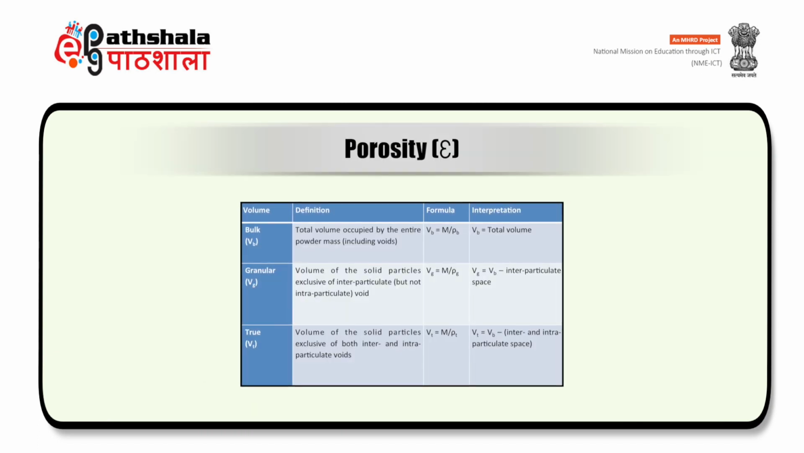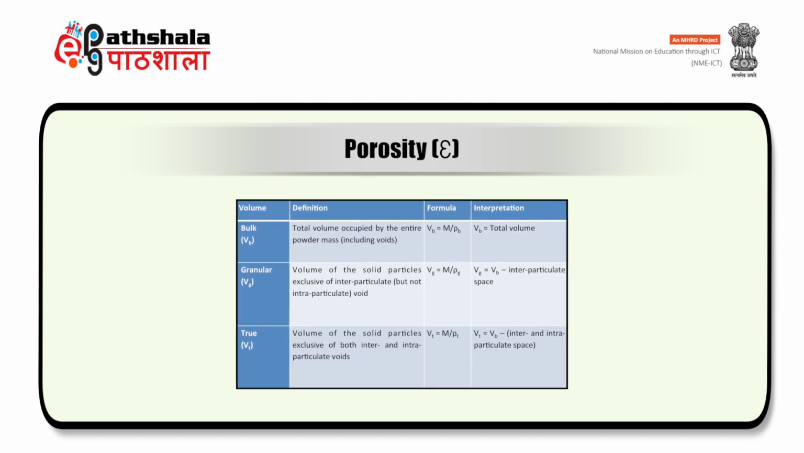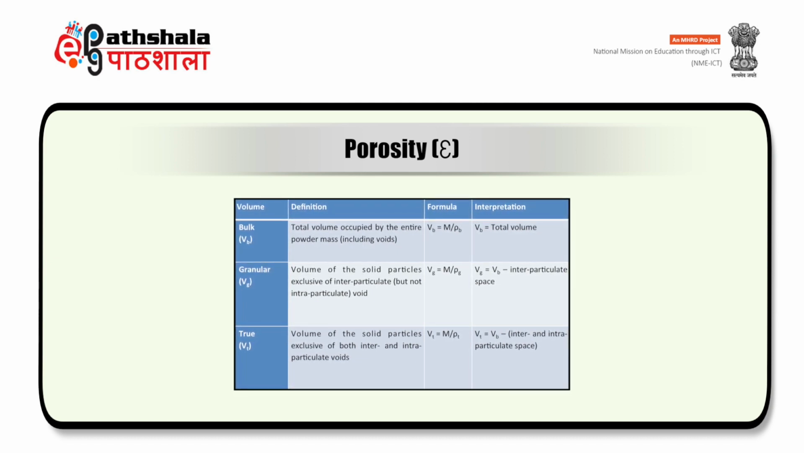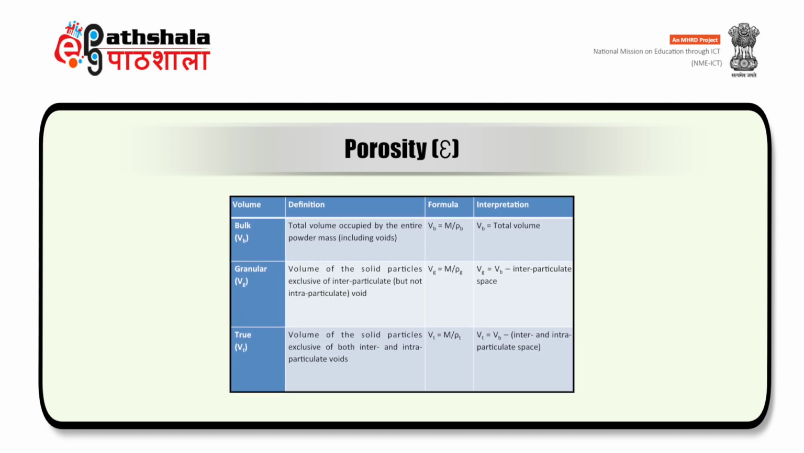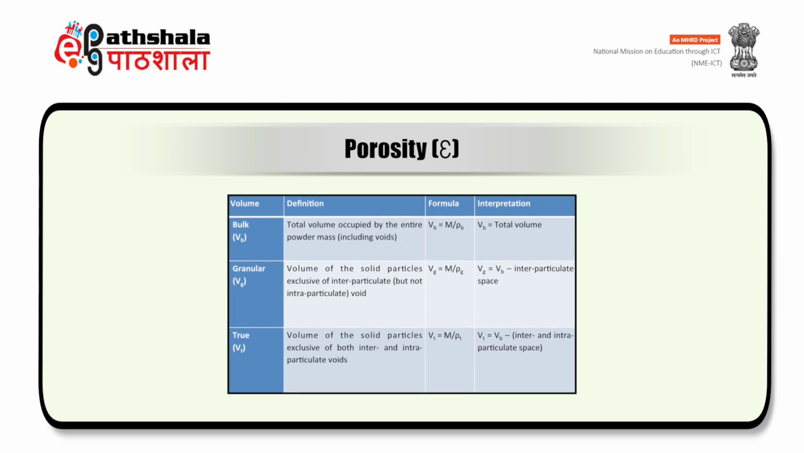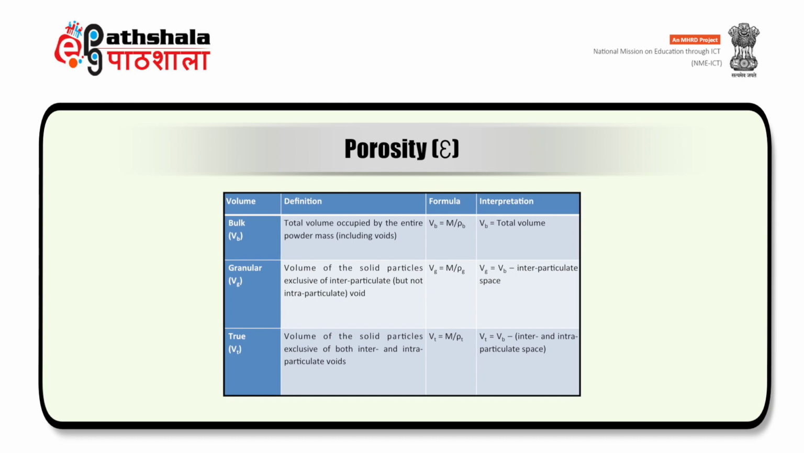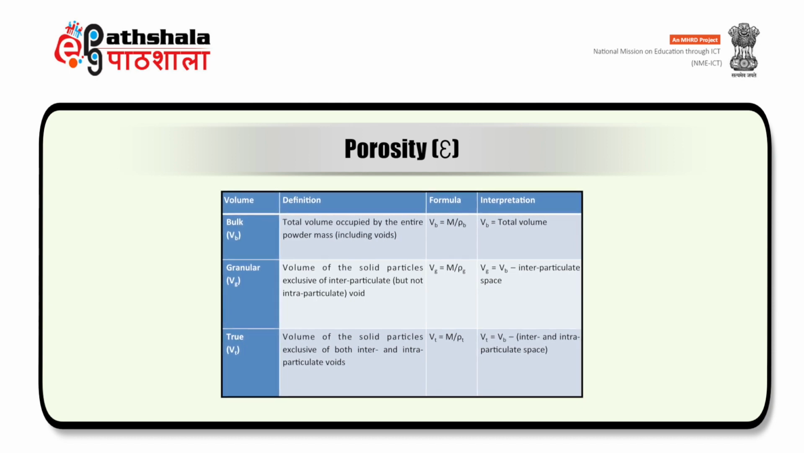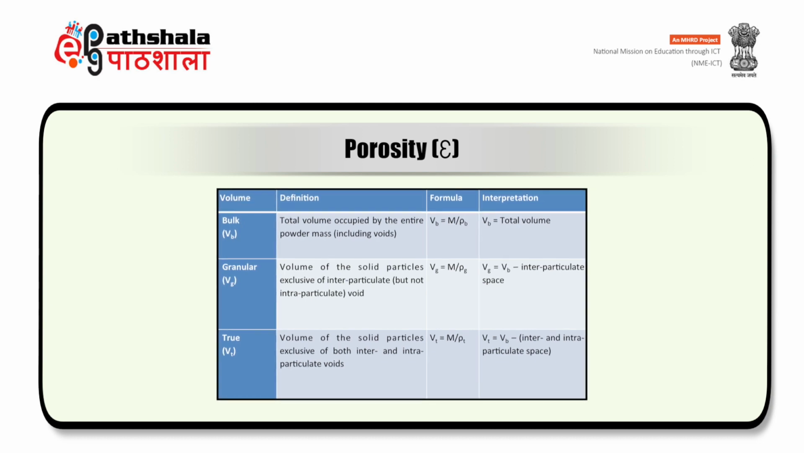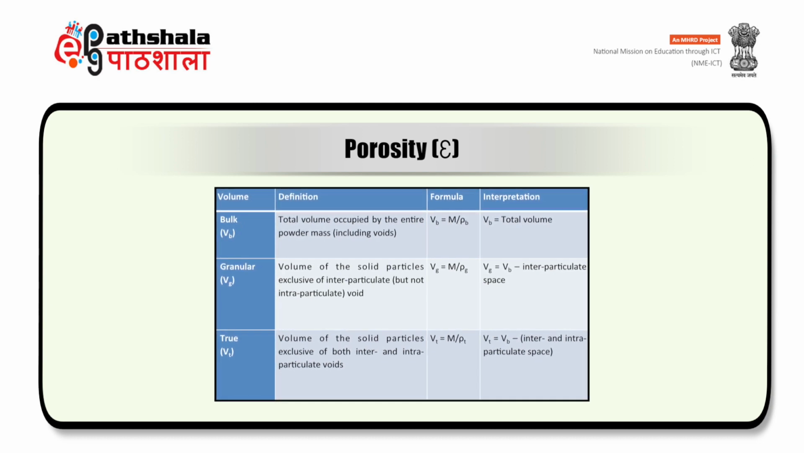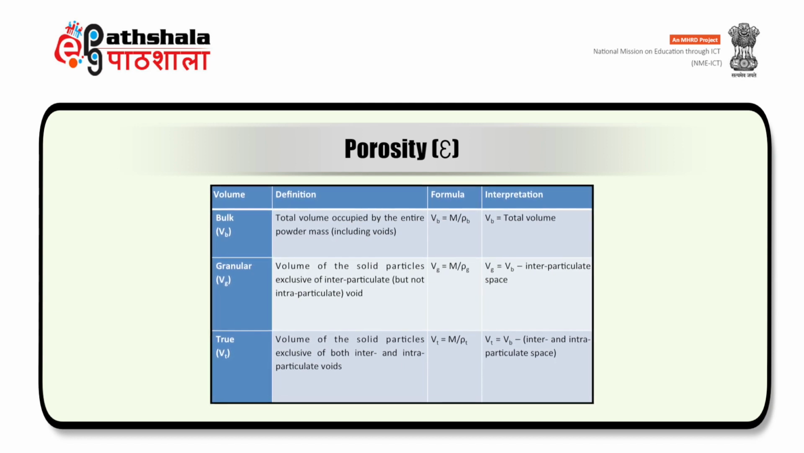Based on the type of voids, three interpretations of powder volume are there. Number 1, bulk volume, which is defined as the total volume occupied by the entire powder mass including voids. Number 2, granular volume. This is the volume of solid particles exclusive of interparticulate but not intraparticulate void spaces. The third one is true volume. This is the volume of solid particles exclusive of both inter and intraparticulate voids.